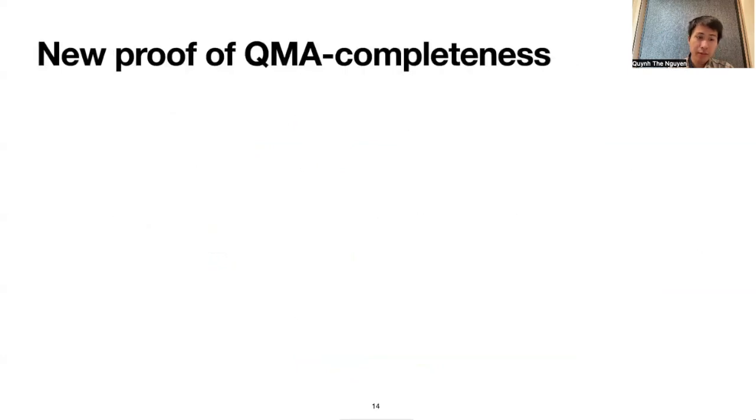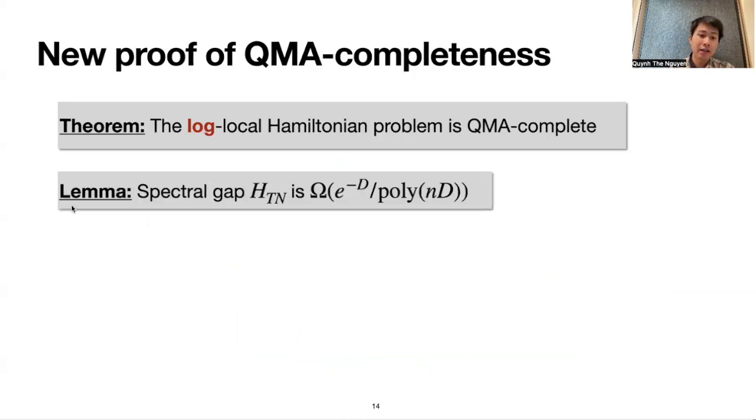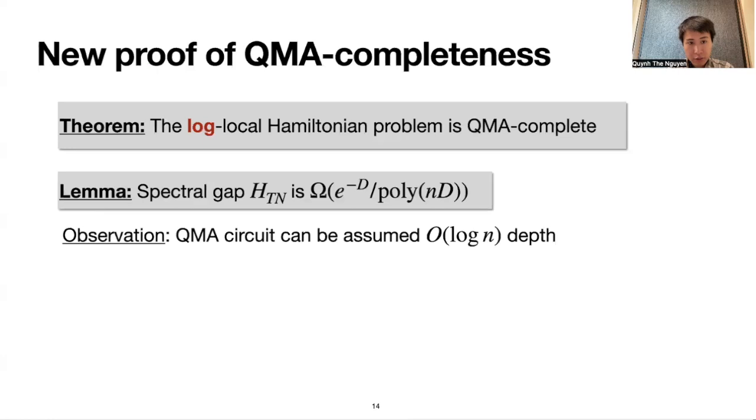So we can give a new proof of the QMA completeness of log local Hamiltonian using our construction. And the main lemma that we prove is that the spectral gap of the Hamiltonian is exponential in the depth times 1 over poly n. So this spectral gap is quite bad compared to the Feynman-Kitaev spectral gap, but the main observation is that QMA circuit can be assumed to be log depth.